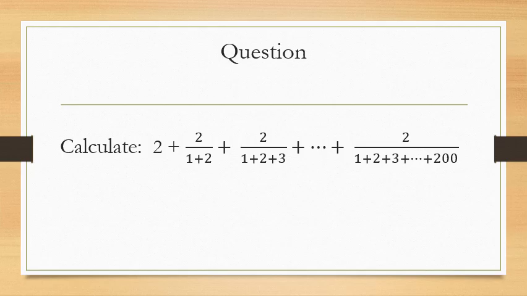So first, calculate 2 over 1, plus 2 over 1 plus 2, plus 2 over 1 plus 2 plus 3, and so on until 2 over 1 plus 2 plus 3 until plus 200.